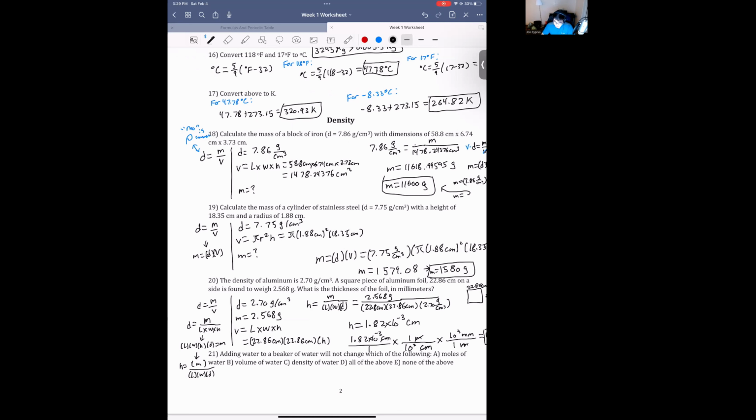All right, 21 says adding water to a beaker of water will not change which of the following: the moles of water, the volume of water, the density of water, all the above. The density of the water does not change. Moles does change. Moles is just a unit quantity. I'll talk more about this in the next worksheet.